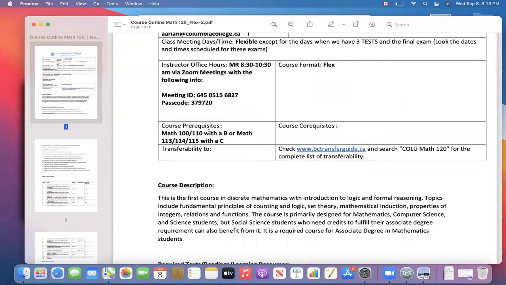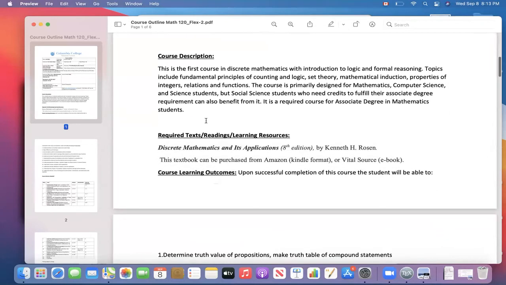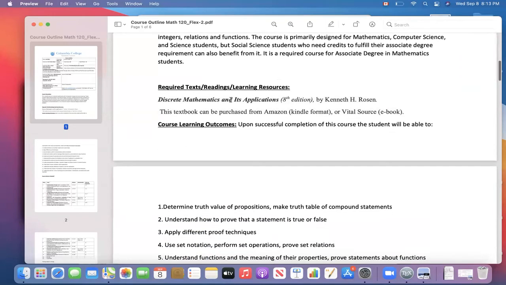The prerequisites of this course, as you know, are Math 100 with a B or 113, 114, 115 with a C. I told you about the course briefly and what we're going to do. And this is the textbook, Discrete Mathematics and Its Applications by Rosen. Make sure that you get the right edition, which is the 8th edition, because for the homework, I'm going to use this edition and refer to the page numbers and question numbers. So it's important that you have the right edition so that you'll be referred to the right questions.